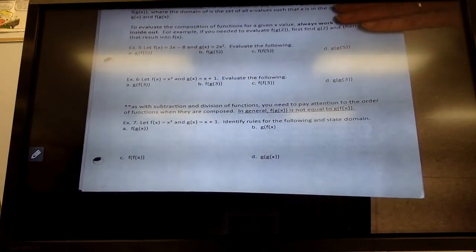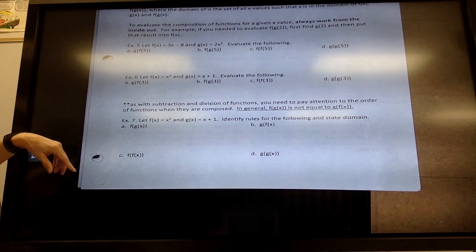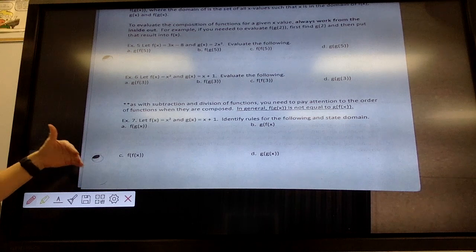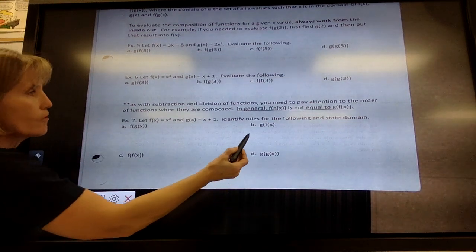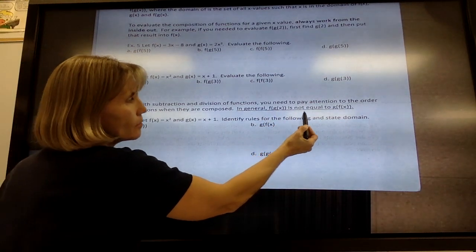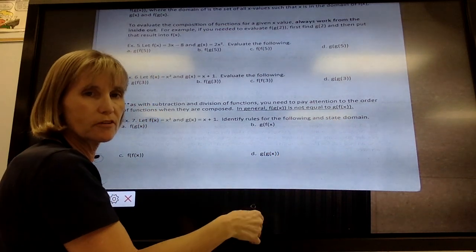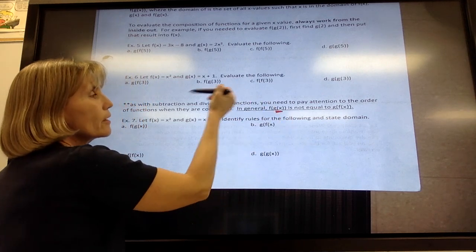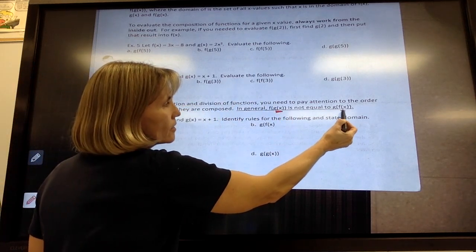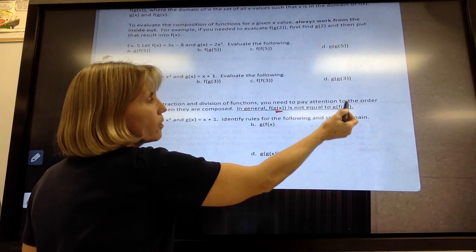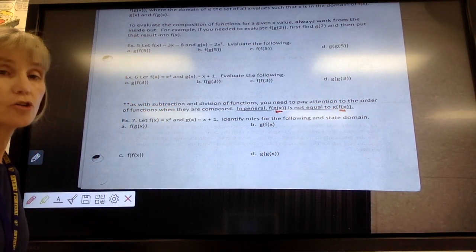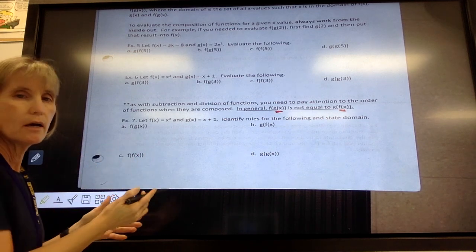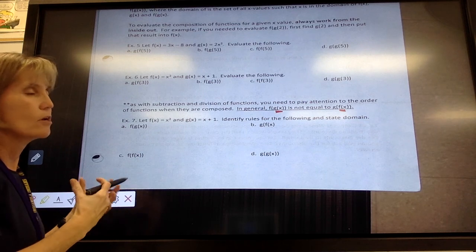All right. It says, as with subtraction and division of functions, you need to pay attention to the order of the functions they are composed. This is called composition of functions. So in general, if I take f of g of x, it's not going to be the same as g of f of x because we have a different starting point. Here I would start by evaluating the g of x function and then plugging that value into the f of x. And in this case, I would start with the f of x function and plug that result into the g of x function. So they're not going to be the same. It's very different.